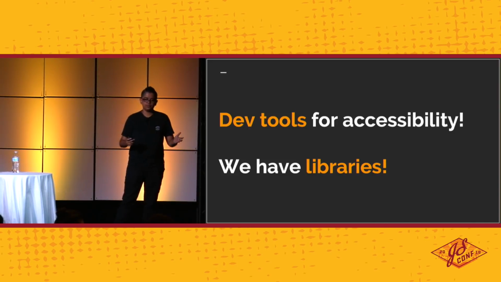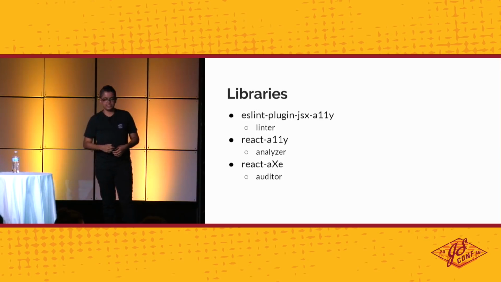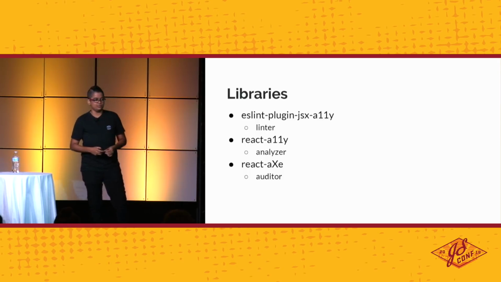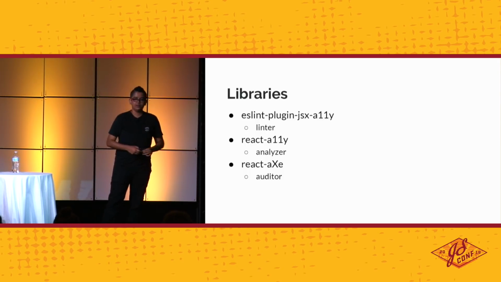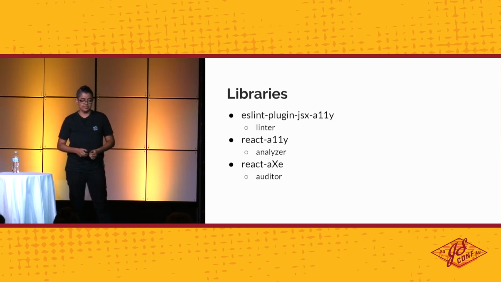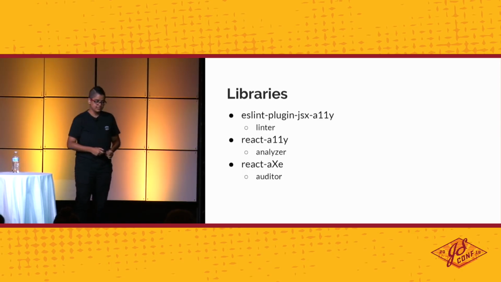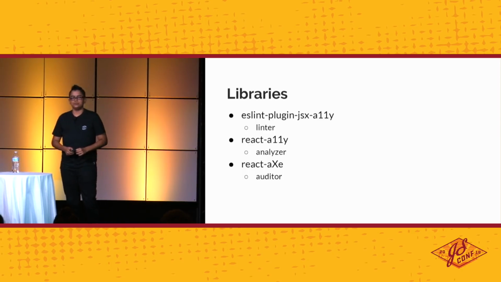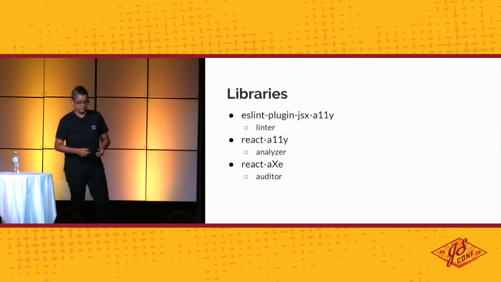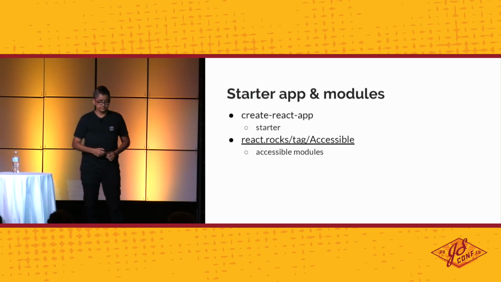Time for tools, dev tools for accessibility. We have several libraries, take your pick. We have ESLint plugin for accessibility in JSX. It's a very cool, useful linter that will tell you where you're falling short, what you should do, and what things you should correct in your code. We have React Accessibility Analyzer and React Axe, which throw errors into your console so that you know where things are going wrong in terms of accessibility.